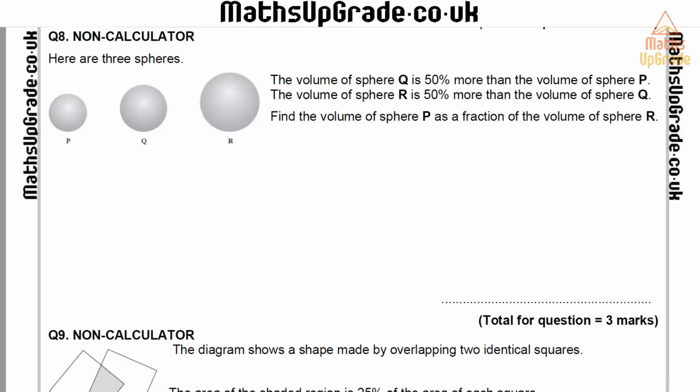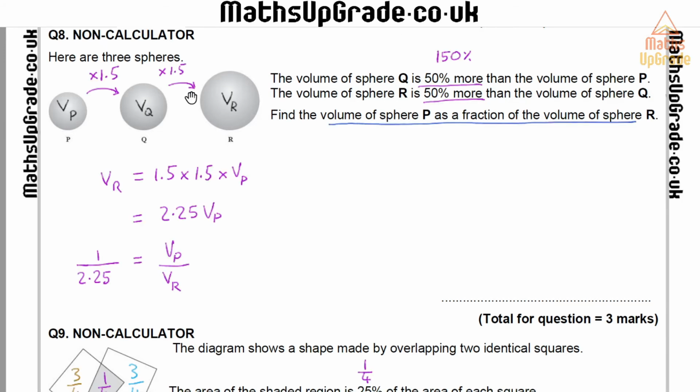Question 8. Here are 3 spheres. The volume of sphere Q is 50% more than the volume of sphere P. The volume of sphere R is 50% more than the volume of sphere Q. Find the volume of sphere P as a fraction of the volume of sphere R. So here, in essence, I've got a repeated percentage increase. Let me just set this up with multipliers. So here's the volume of P, volume of Q, volume of R.